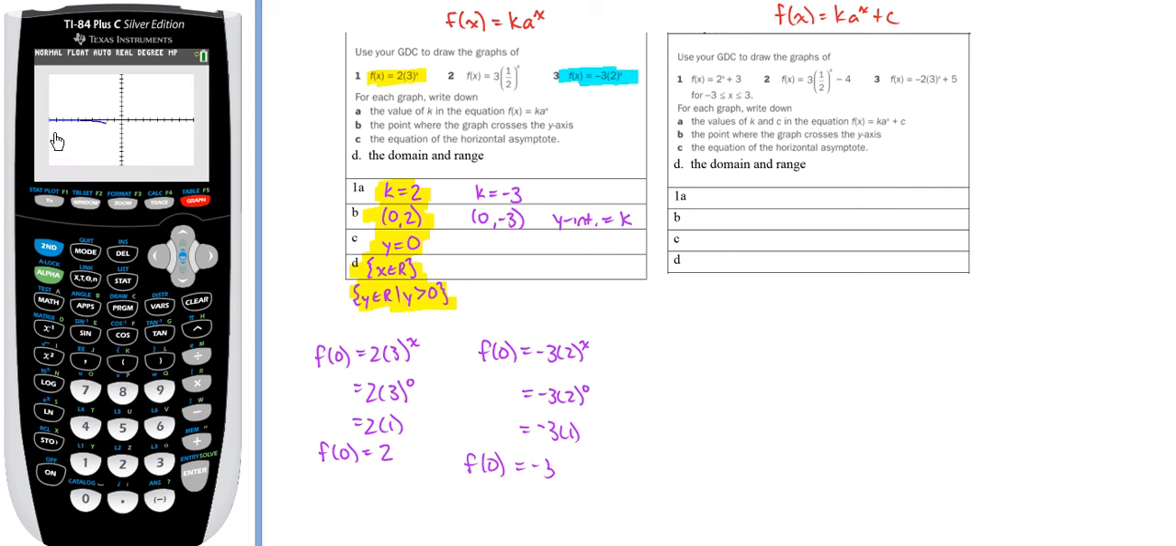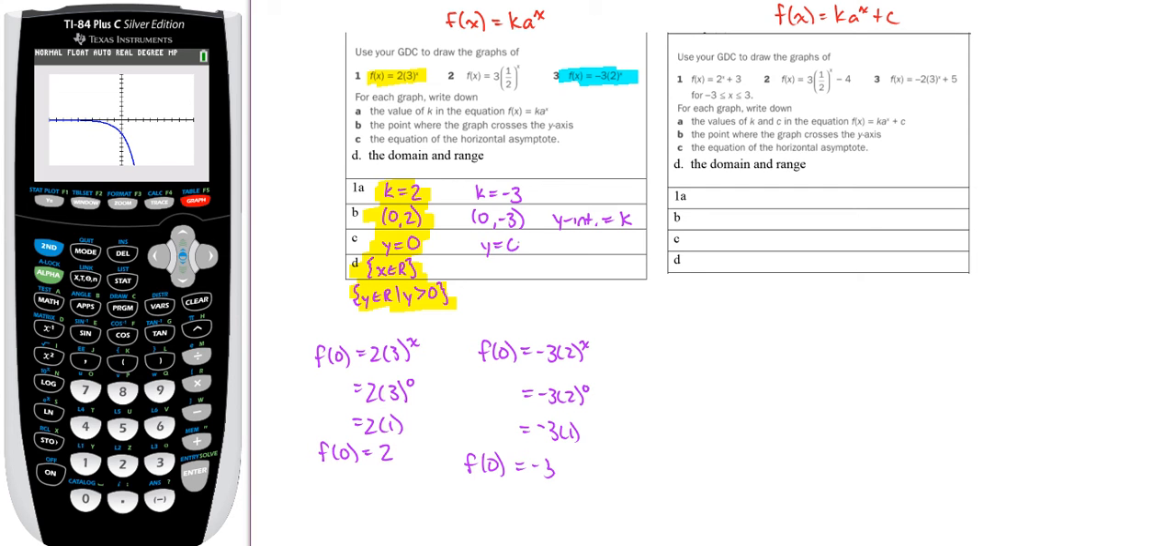So the asymptote again is approaching y equals 0. It's just this time, because our k value is negative, our graph is reflected in the x-axis, but the asymptotic behavior is the same. Now, the reflection causes a slight difference in our range. So our domain will still be all real numbers. Our range is now going to be y values that are less than 0, because we're going to have all negative y values because of that negative coefficient.